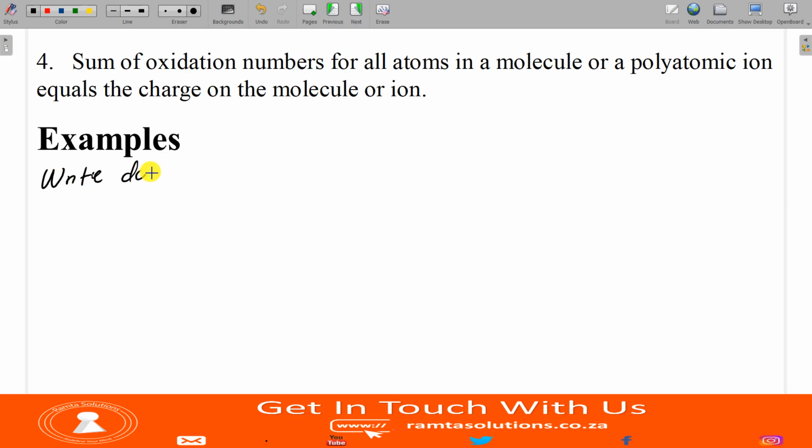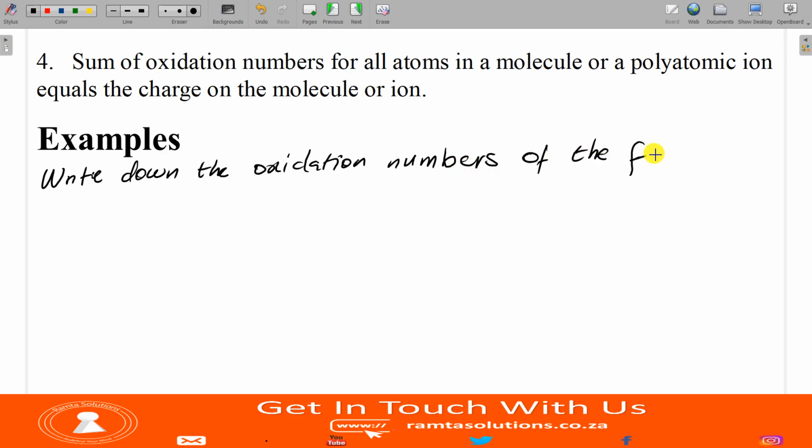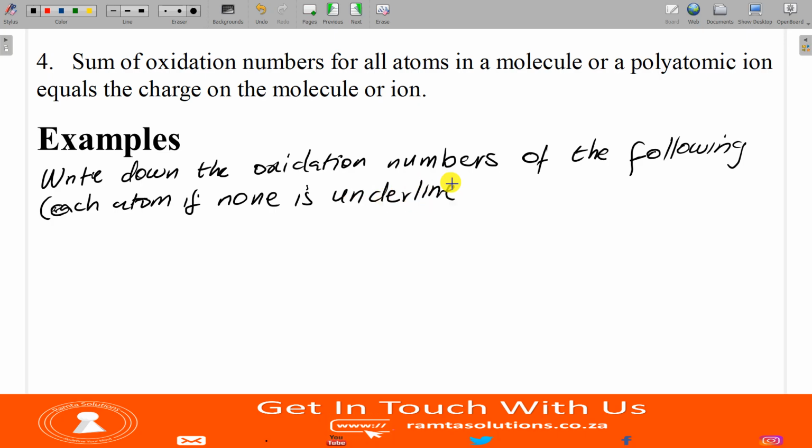So we'll say, write down the oxidation numbers of the following. Each atom, if none is underlined. Okay, each atom if none is underlined.